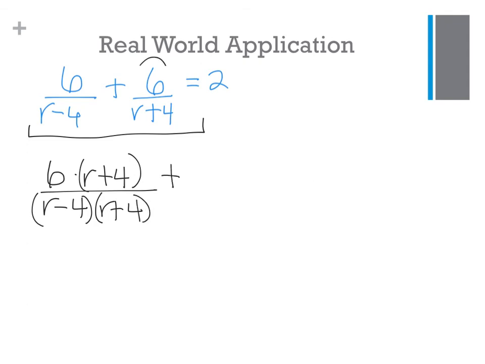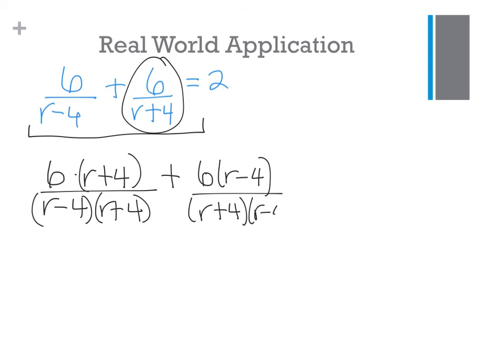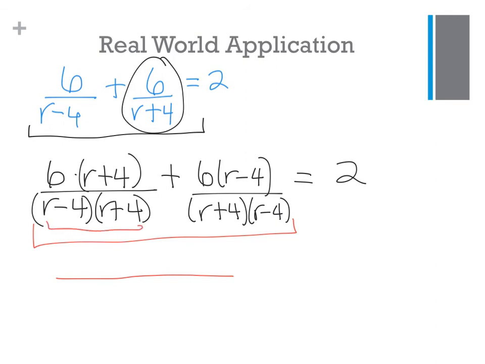And then the second fraction right here, I'm going to multiply both the numerator and the denominator by r minus 4. And I still have 2 on the other side of the equation. So now I can combine these two fractions together because I have the same denominator, which, if I multiply or FOIL this out, I get r squared minus 16. And on top, if I distribute the 6 here, I get 6r plus 24.